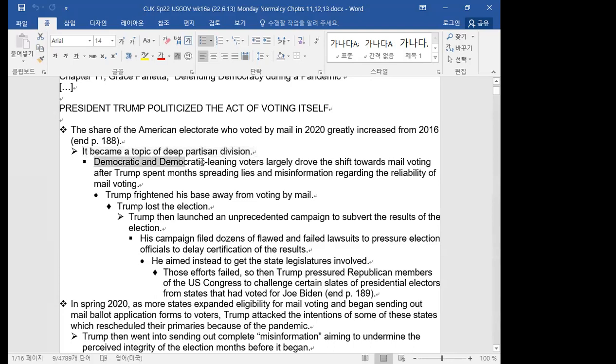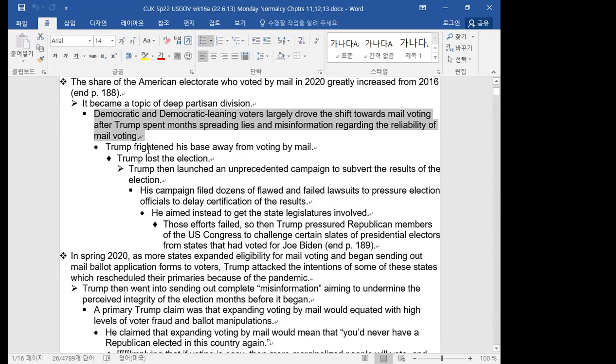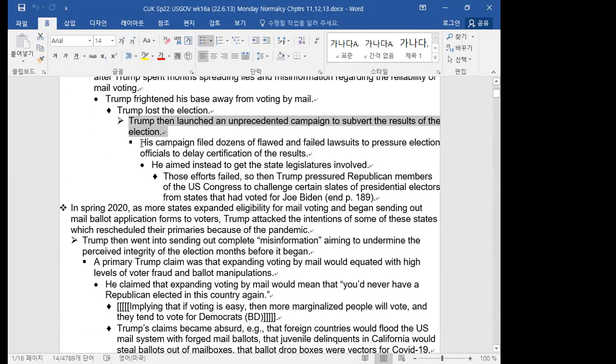Democratic and Democratic-leaning voters largely drove the shift towards mail voting after Trump spent months spreading lies and misinformation regarding the reliability of mail voting. I always vote by mail, of course. Trump frightened his base away from voting by mail, so Trump's own words may have helped defeat Republican candidates in the 2020 election. Trump lost the election. Trump then launched an unprecedented campaign to subvert the results of the election. His campaign filed dozens of flawed and failed lawsuits.